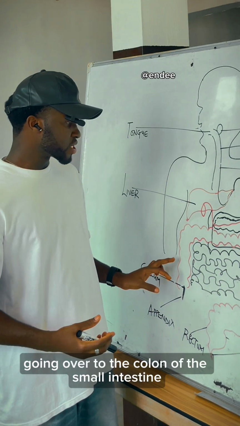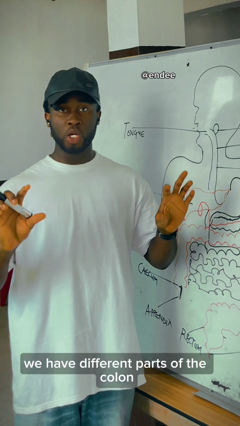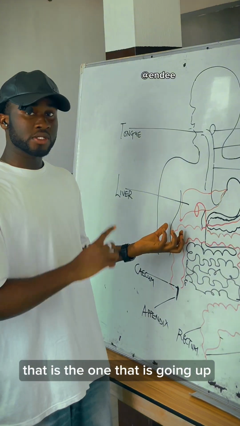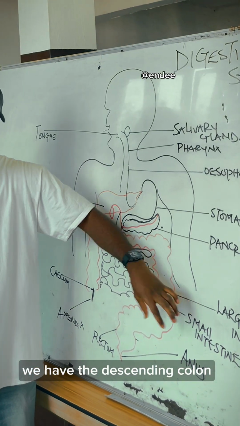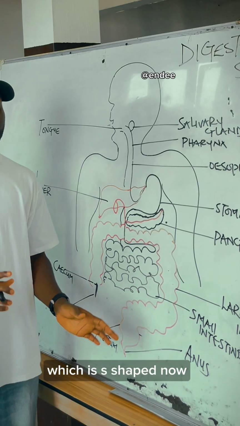Going over to the colon of the small intestine, we have different parts of the colon. We have the ascending colon, that is the one that is going up. We have the transverse colon, we have the descending colon, and we have the sigmoid colon, which is S-shaped.